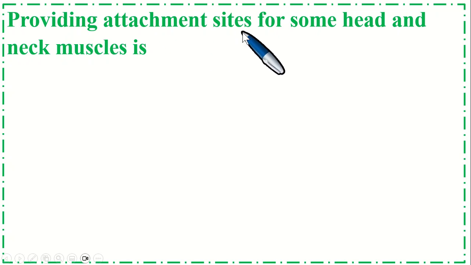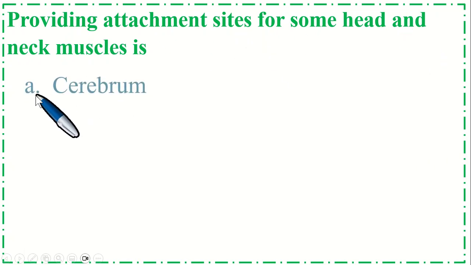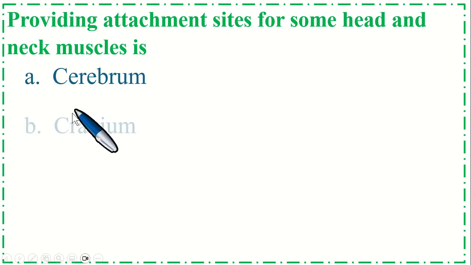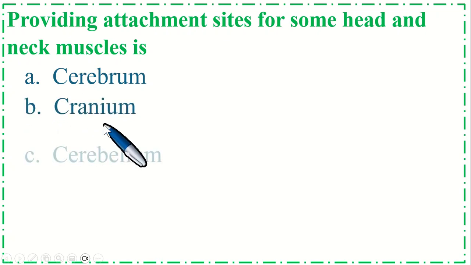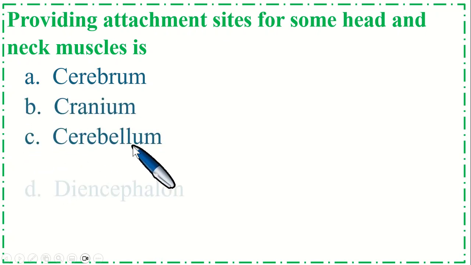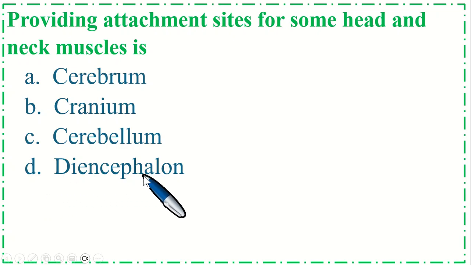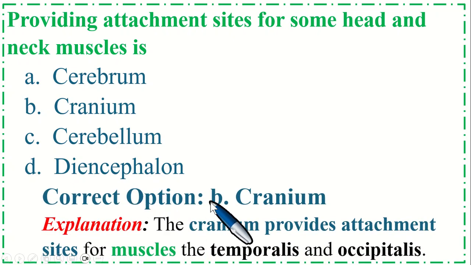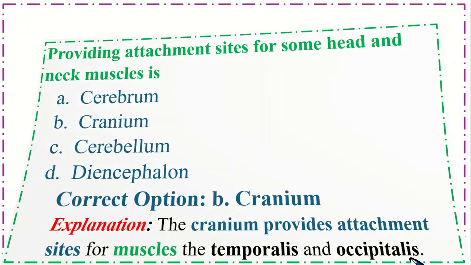Providing attachment sites for some head and neck muscles is: option A, cerebrum; B, cranium; C, cerebellum; and option D, diencephalon. So the correct option is B, cranium. The cranium provides attachment sites for muscles, the temporalis and occipitalis.